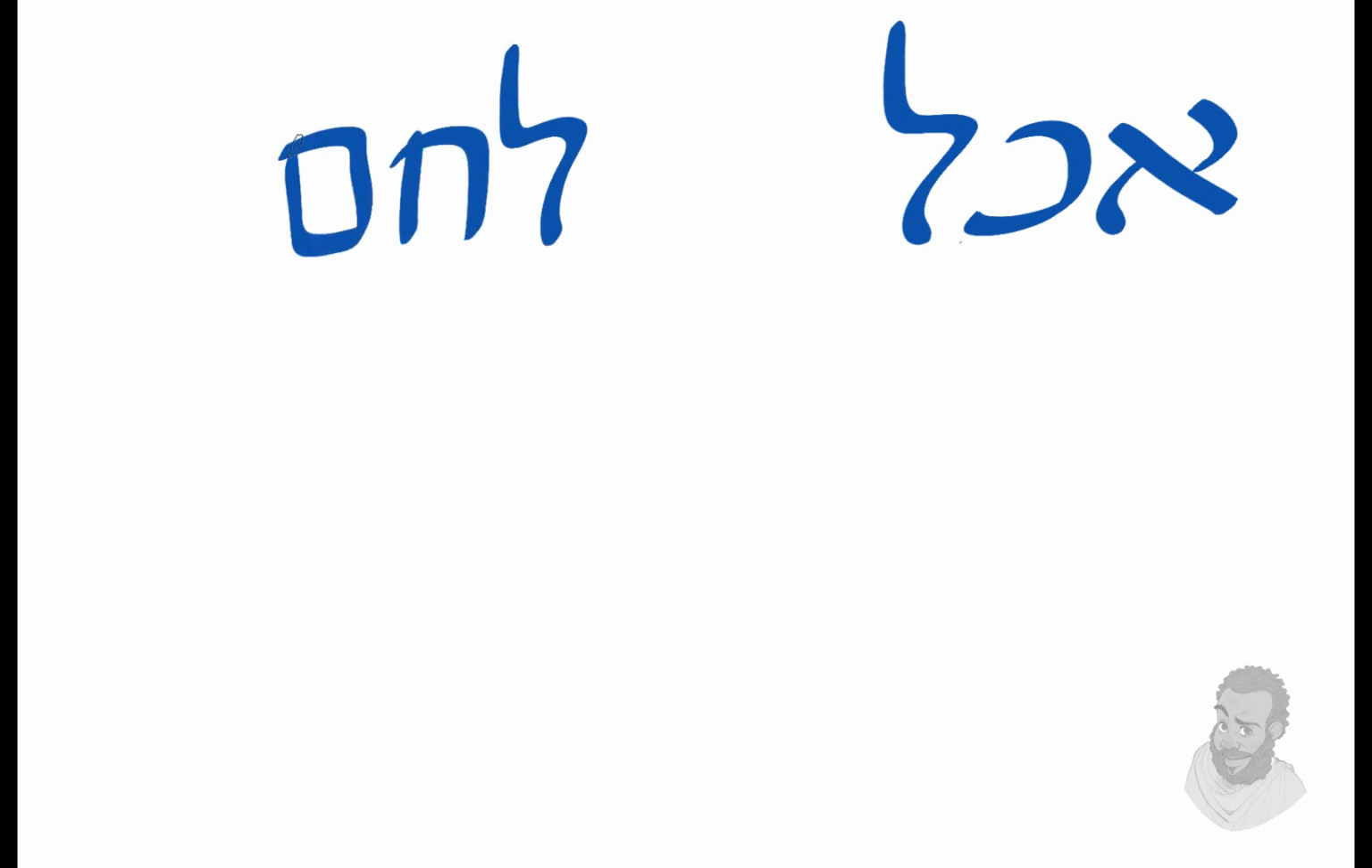So let me now go into this program and do it here, okay? So we have achal, and then we have lechem. So this is bread, or a bread. Now I want you to turn this into he ate, or you ate, they ate, whichever you want to say. I'll leave that up to you. However, I want you to do this.